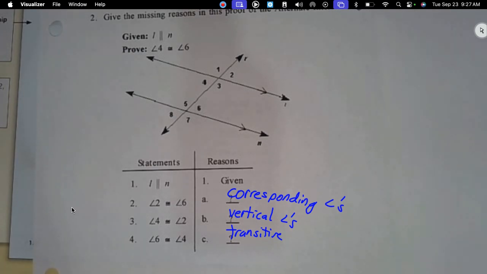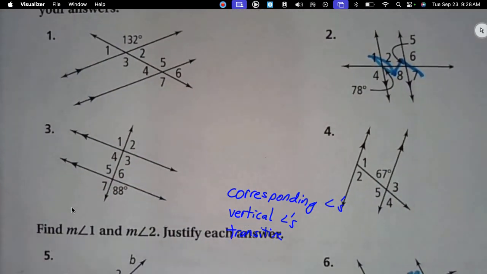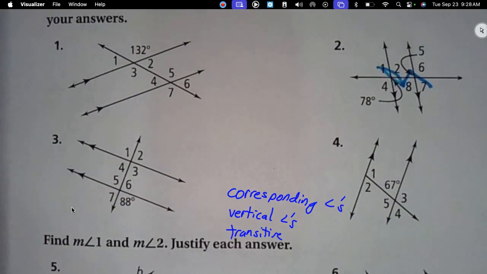I think I want to do one that's not a proof for a second. Okay, let's look at a few of these problems. Ignore the one on the right. Put this back up. I'm going to do another proof in just a second. We're kind of going back and forth with some proofs.